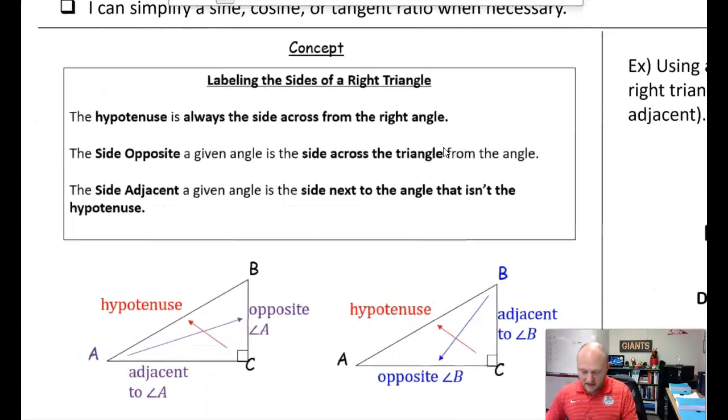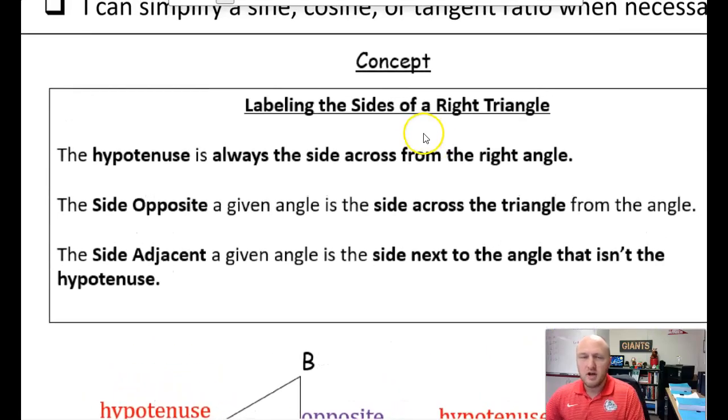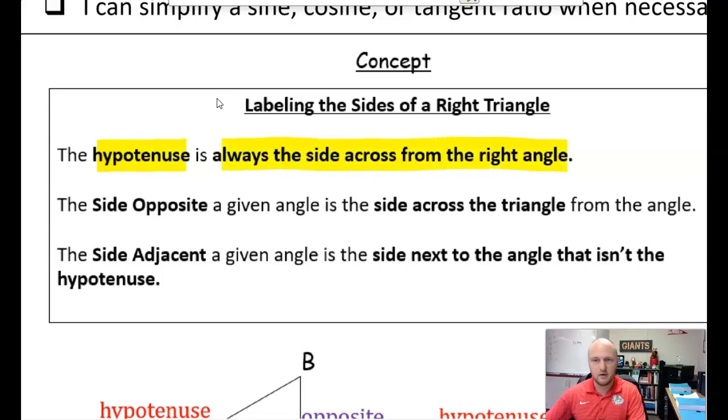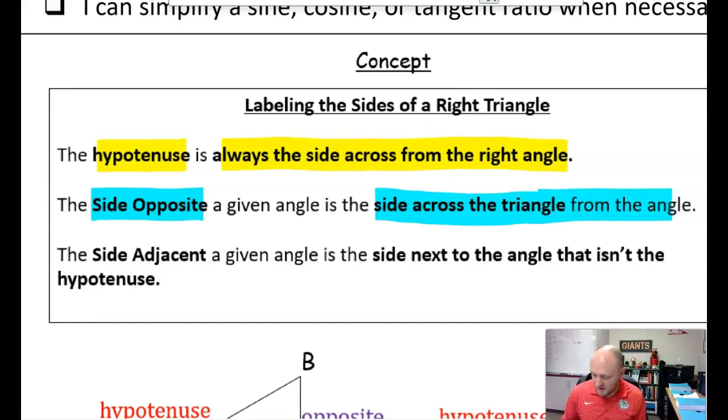All right, let's go ahead and talk about labeling. When we are going to find trigonometric ratios of an acute angle in a right triangle, we have to be able to label the sides of the triangle. And we kind of did this in the last video. We always found the hypotenuse, which was the side across from the right angle, and it's always the longest one. But we're going to be given an angle to find values for. Well, the side opposite is going to be the side opposite of the given angle, or what we're trying to find a trig value for, okay? And that makes sense. The side opposite is the side opposite.